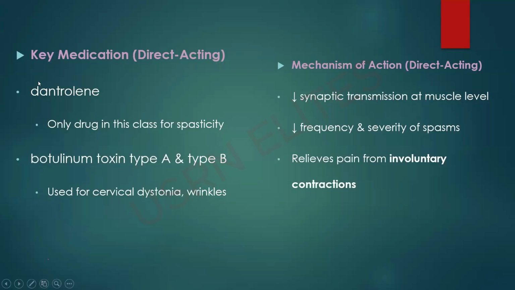And with the botulinum toxin, we use it for what? Cervical dystonia and wrinkles, just to relax the muscles. This is how they act, by reducing synaptic transmission at muscle. So they act to relax muscles, simple as that. They reduce the frequency and severity of the spasms, and they relieve pain from involuntary contractions.